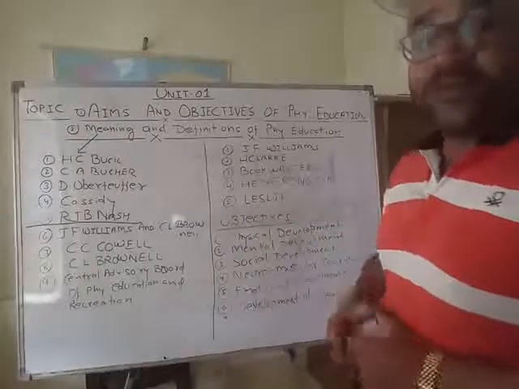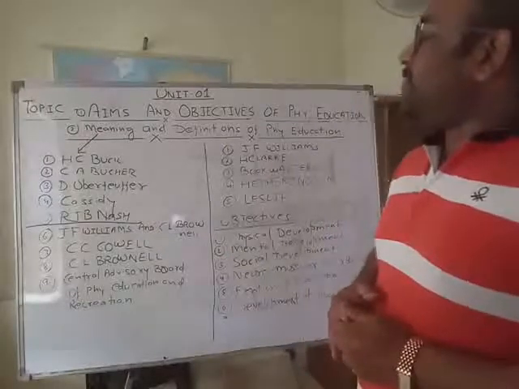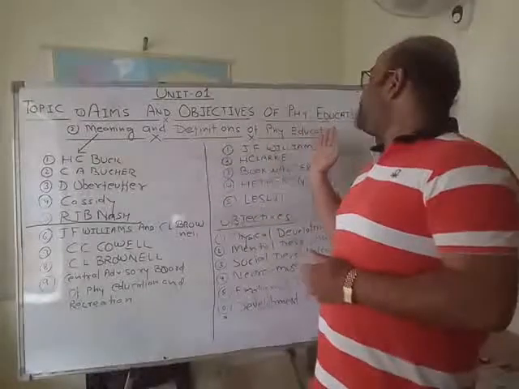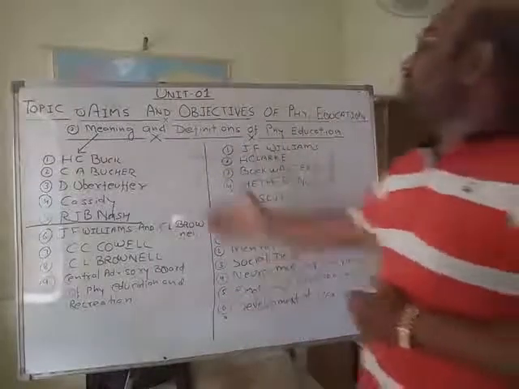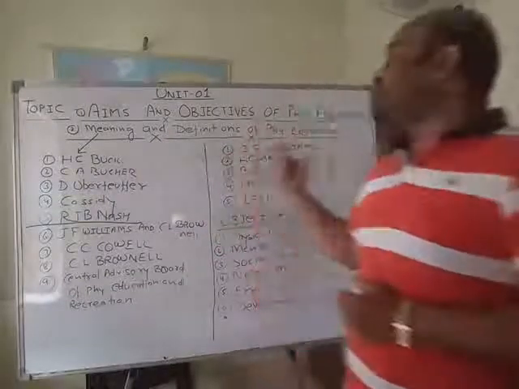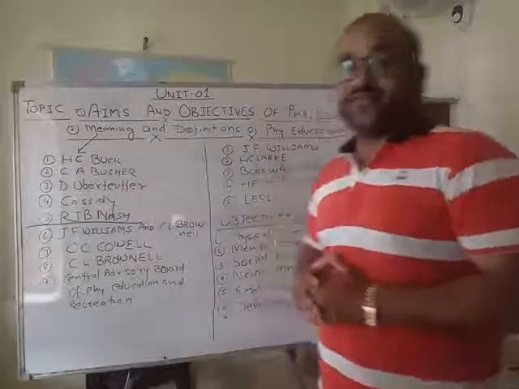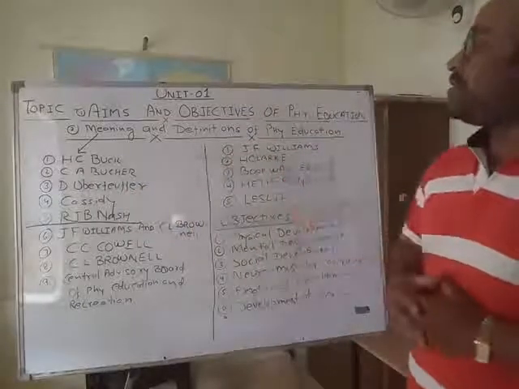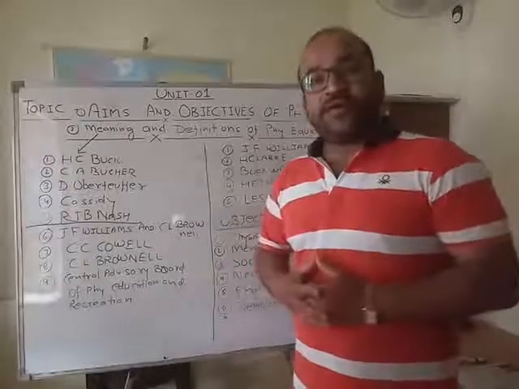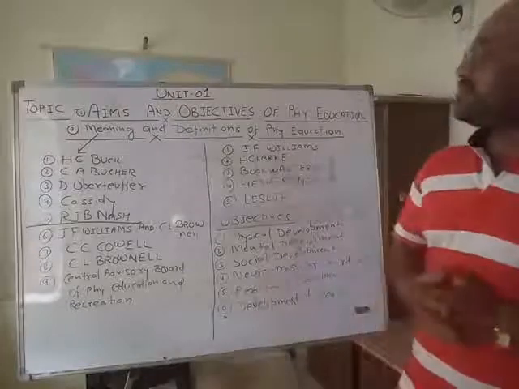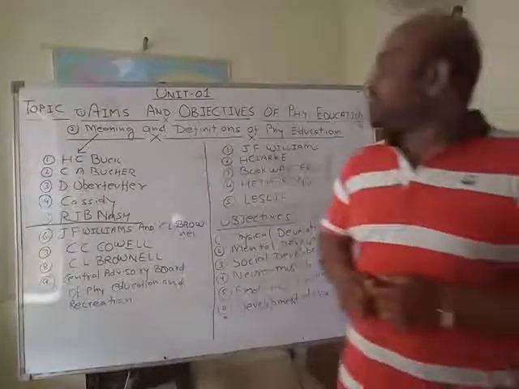So I will teach you properly in sequence, and I will give the assignment. Chapter number one: what is the definition of physical education, what is the meaning of physical education, and what is the definition according to S. C. Buck, according to C. A. Butcher, and according to other authors. So aim and objective is very important. I will give the assignment in the homework portal, so answer it properly according to this sequence of definitions, meaning, and the aims and objectives.